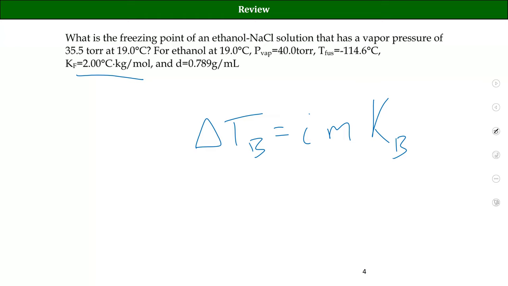This is a word problem where we could work backward from vapor pressure to get to molality, right? So you actually have to do a couple of different colligative property problems here. I'm going to skip this one for now. We might come back to it if we have time later. Does anybody remember the equation for vapor pressure?